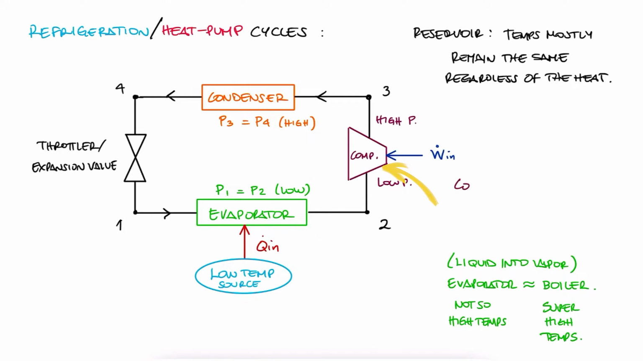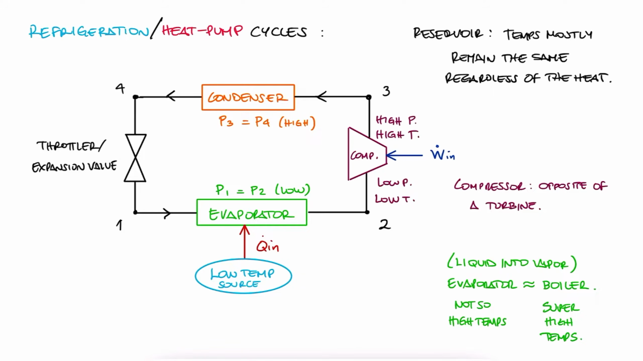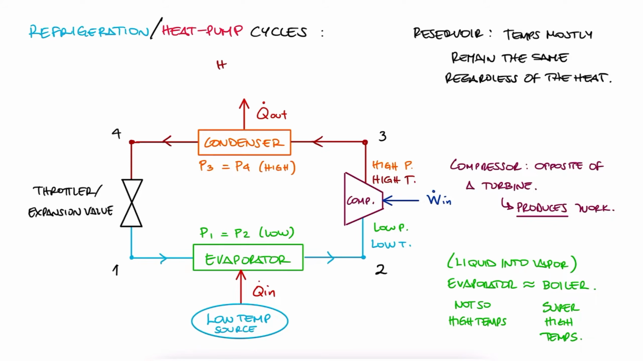The compressor, which was initially described as the opposite of a turbine in the steady state mechanical devices lecture, link below, brings up the pressure and temperature of the fluid while using work, as opposed to letting the fluid lose pressure and temperature while producing work, which is what happens in a turbine. This means that the constant pressure in the evaporator is low while the constant pressure in the condenser is high. Same with the temperatures. At the condenser, heat is rejected into a high temperature reservoir.